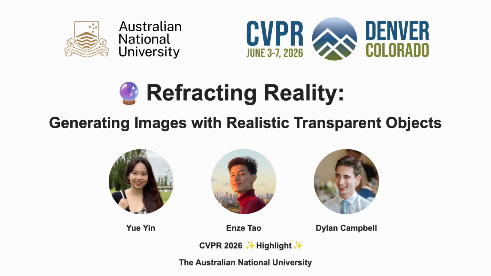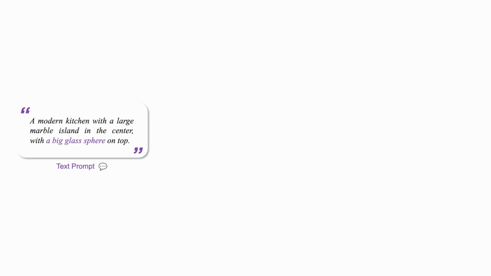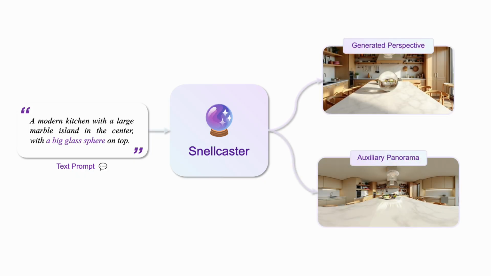Hi everyone, I'm Yue. I'm excited to present our CVPR 2026 highlight paper, Refracting Reality, Generating Images with Realistic Transparent Objects. Given a text prompt, our method Snell generates both a perspective image and an auxiliary panorama. The final perspective image contains a transparent object with physically correct refractions and reflections.